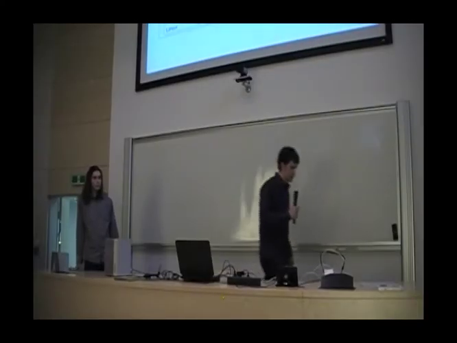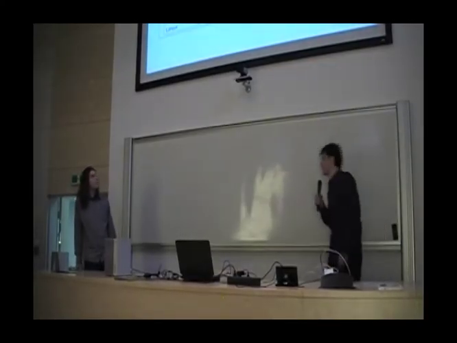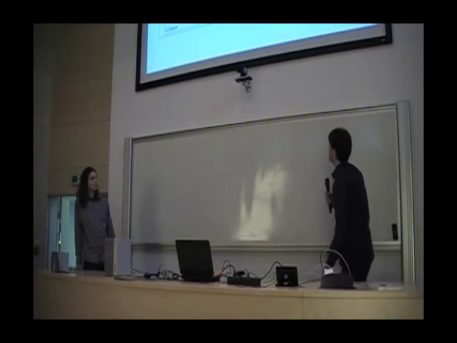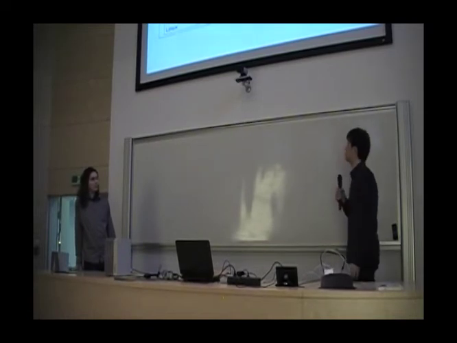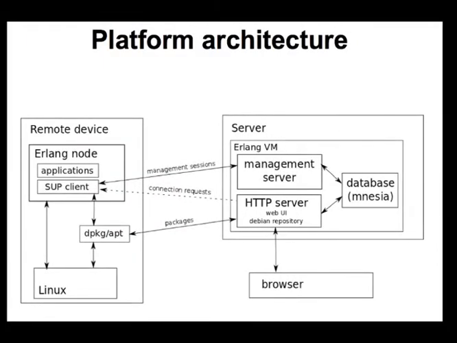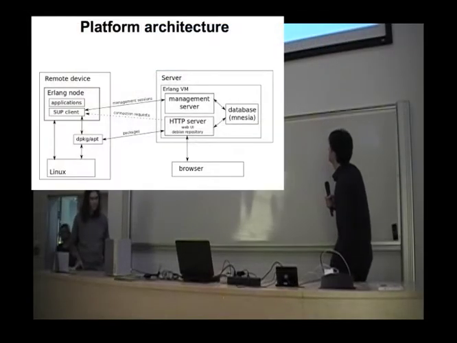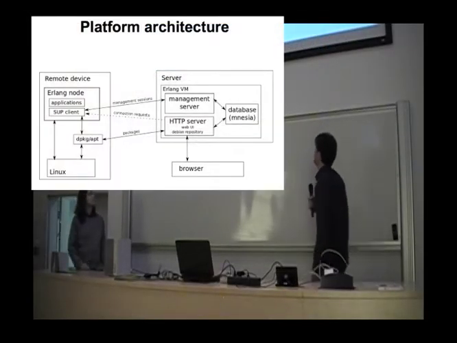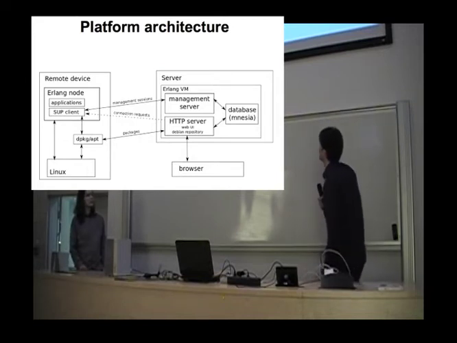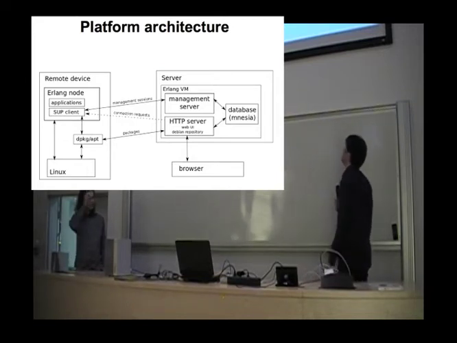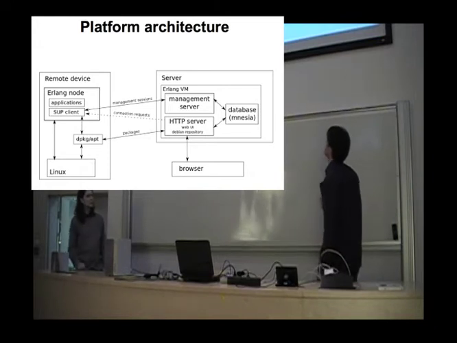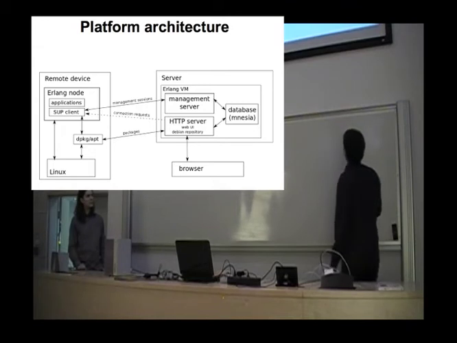Right now I will talk a little more about the architecture of our platform as a whole. This is of course a server-client architecture. On the left side we have a remote device, and this is of course this one. There's an Erlang node, all the applications that I explained, the software update platform client, everything running on Linux, and DPKG helping the installation process.